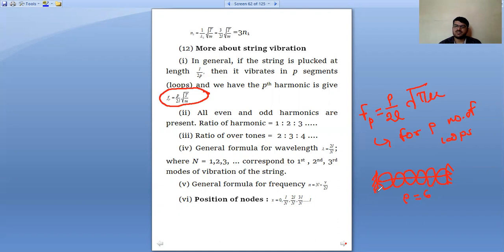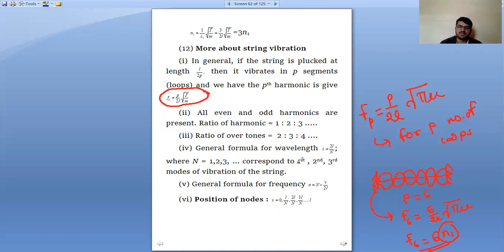6 number of loops. So for this, what will the formula be? F for 6 loops is equal to 6 by 2L under root of T by mu. If I take this 6 aside, what will it be? F6 is equal to 6 into N1, right? So what will this be? The 6th harmonic. Why? Because it is 6 times the fundamental frequency, a multiple of 6. That's why 6th harmonic. That's how we have to use this formula. Next, the ratio of overtones and the ratio of harmonics, you can go ahead.